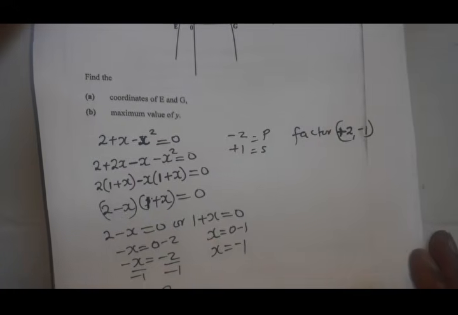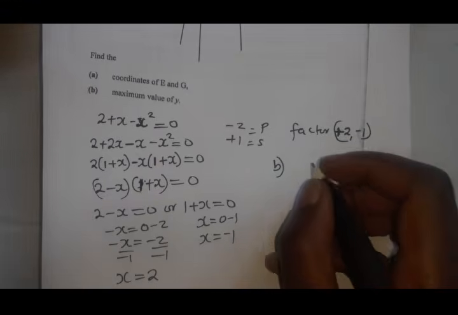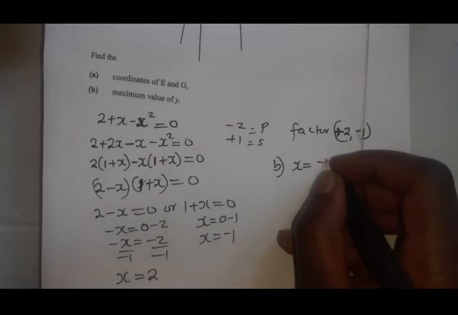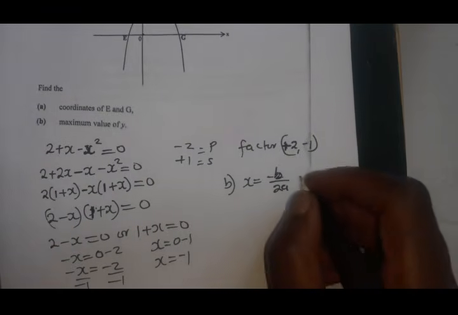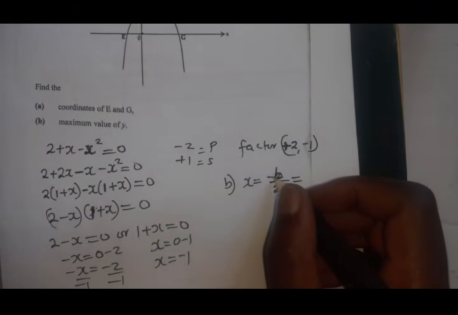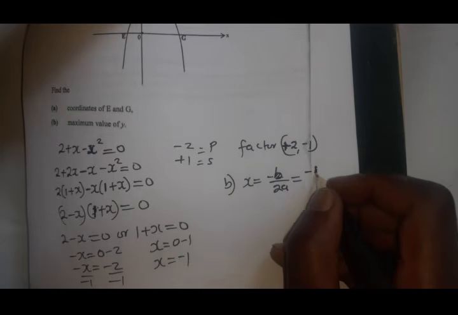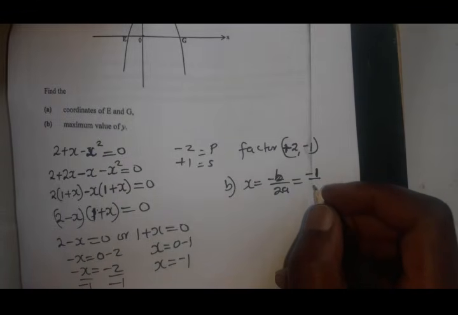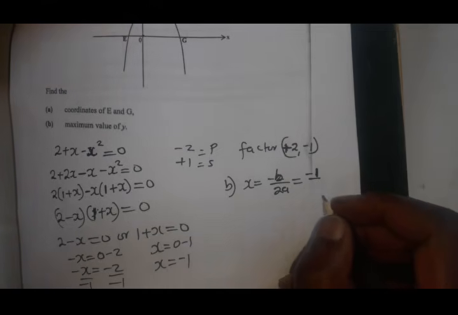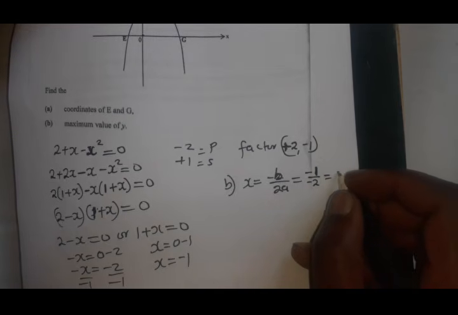So to find the maximum value of y, let's first use this formula to find the x coordinate. This is negative b. When you look at this one, b is 1 here, over our a, which is also negative 1. When you multiply negative 1 by 2, it is also negative. So this is going to give us 1 over 2.